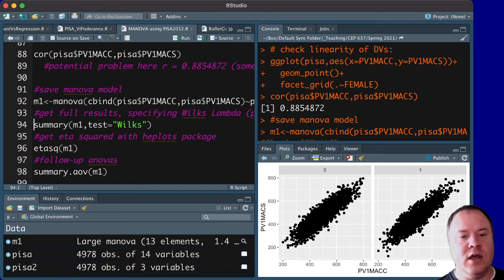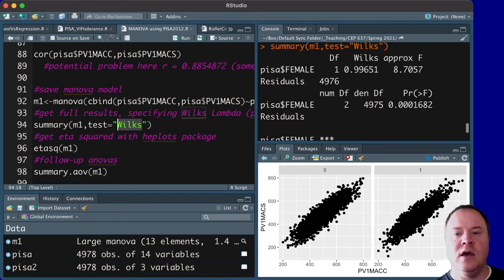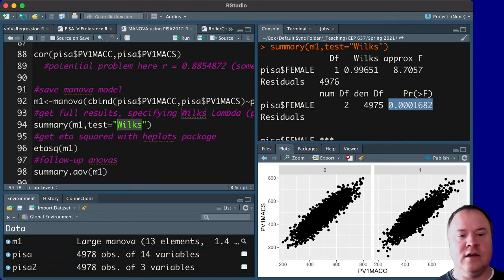So just summary of M1, and we can tell it which test to use. If you don't specify a test, by default it will use Pillai's trace, and that one is useful sometimes. For what I'm doing right now, I'm just going to go with Wilks because it's more widely known and used. If you look at that output, it will give you the statistic for Wilks' lambda and the p-value here, which is quite small. This indicates that there is a difference somewhere. So at the multivariate level, looking at everything from a global view, there are statistically significant differences.